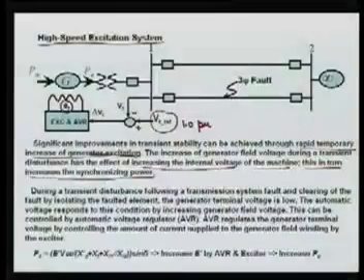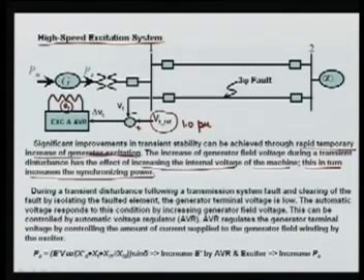During a transient disturbance following a transmission line fault and the clearing of the fault by isolating the faulted element, the generator terminal voltage is low. The automatic voltage regulator responds to this condition by increasing generator field voltage. This can be controlled by the automatic voltage regulator, that is AVR. AVR regulates the generator terminal voltage by controlling the amount of current supplied to the generator field winding by the exciter.